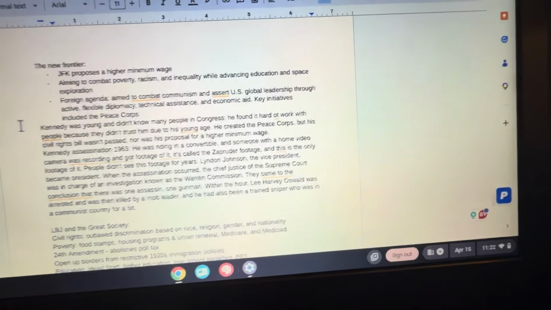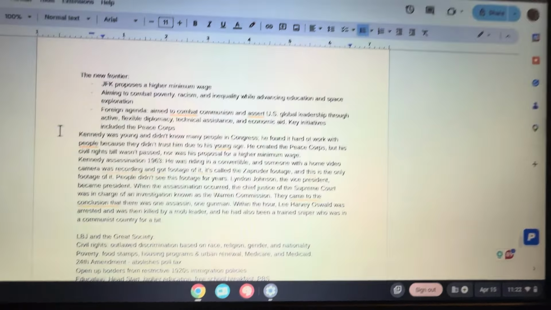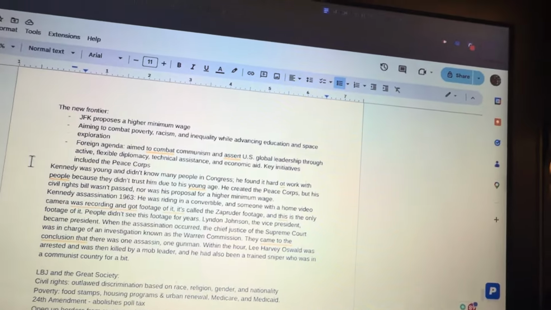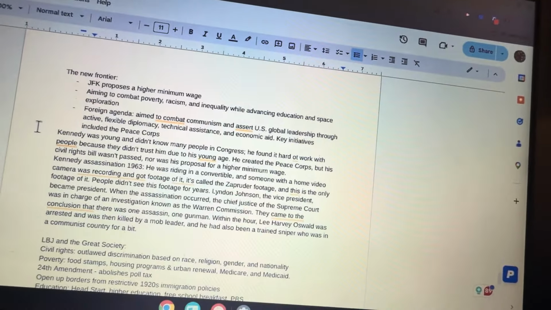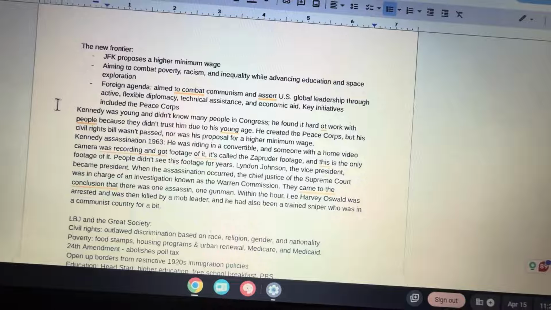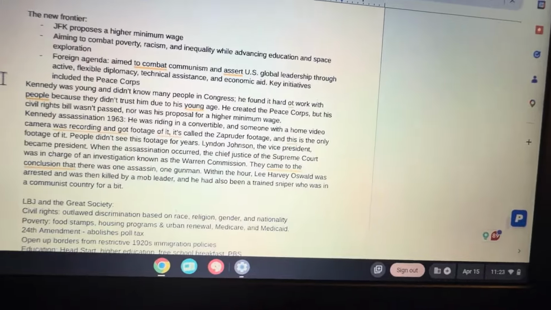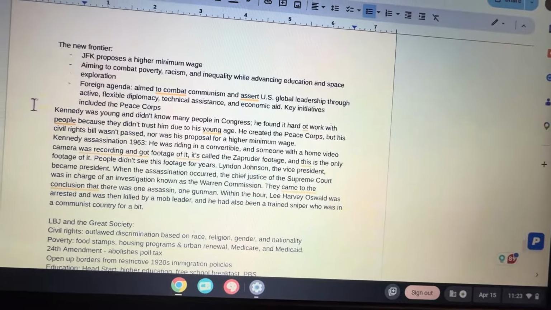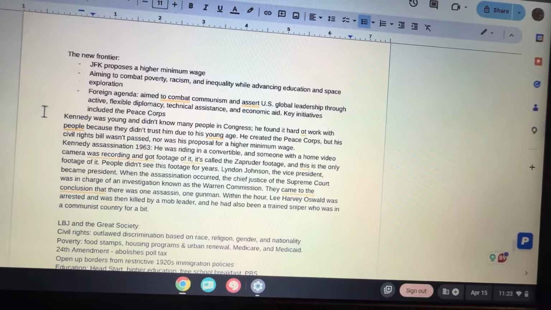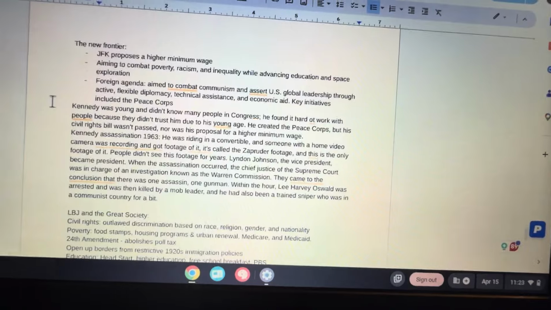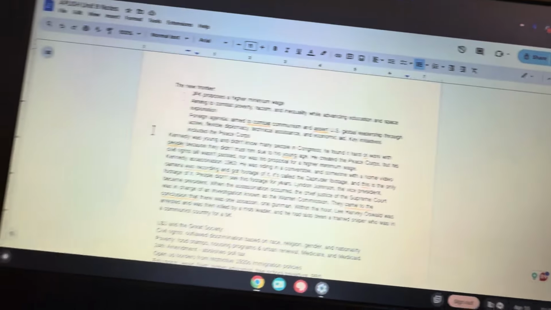And the New Frontier also aims to combat poverty, racism, and inequality while advancing education and space exploration. The foreign agenda aimed to combat communism and assert U.S. global leadership through active, flexible diplomacy, technical assistance, and economic aid to other countries. Key initiatives included the Peace Corps.